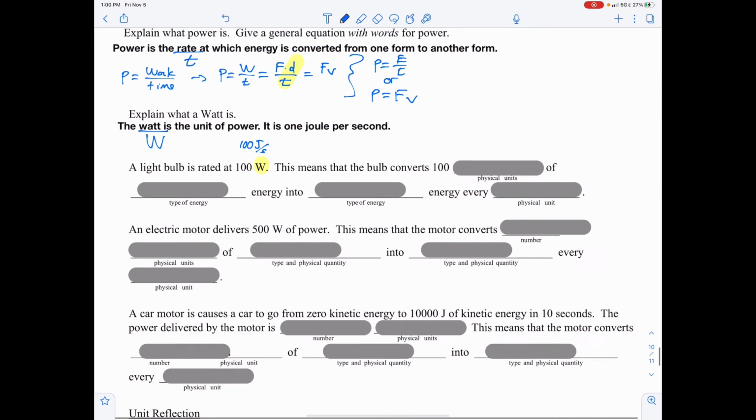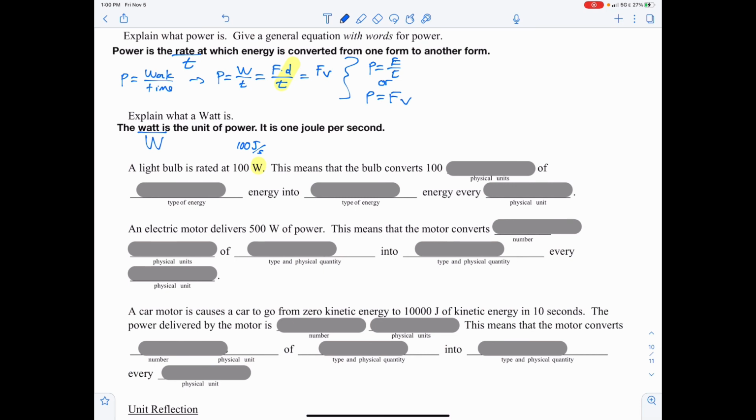Okay, what the light bulb is doing is converting 100 joules of light energy to heat every single second. That's what the power of a light bulb is. And that's a lot of energy. Therefore, the light bulb is not only hotter, but brighter. More wattage, brighter bulb. This means that 100 joules of electrical energy converts into internal energy, meaning thermal energy, every second.